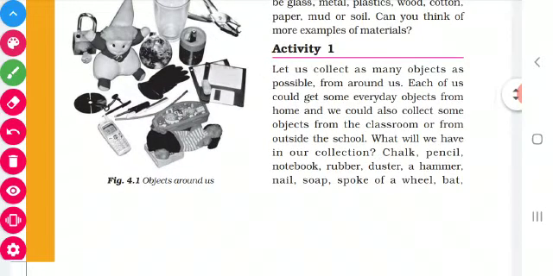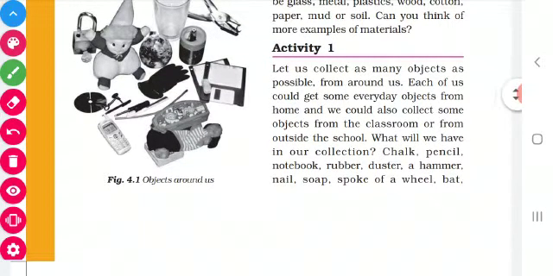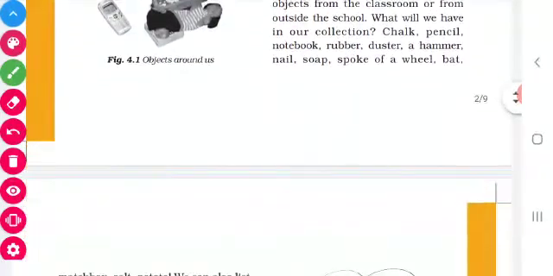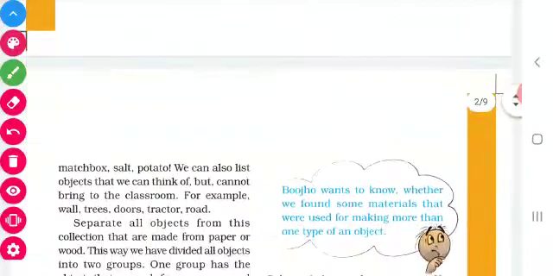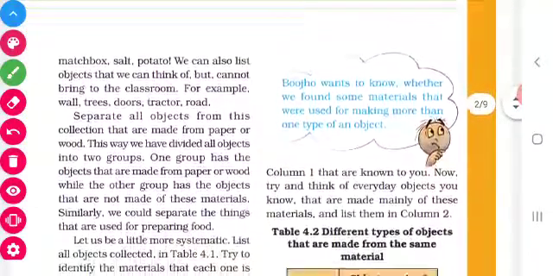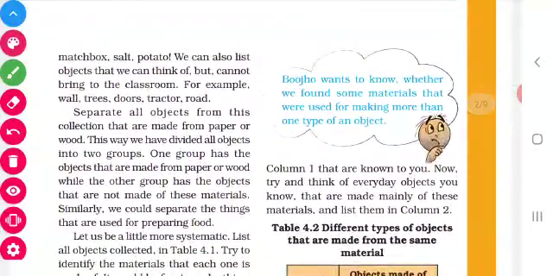In the classroom setup you can collect chalk, pencil, notebook, rubber, duster, hammer, nail, soap, spoke of a wheel, bat. Everything you can take. You can include walls, trees, doors, tractors, road also. We cannot bring that, but we can include that also.